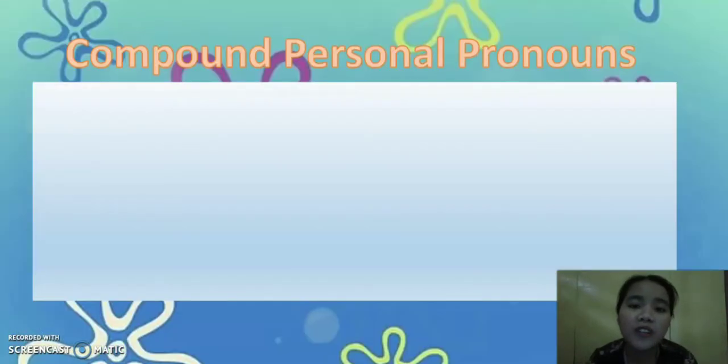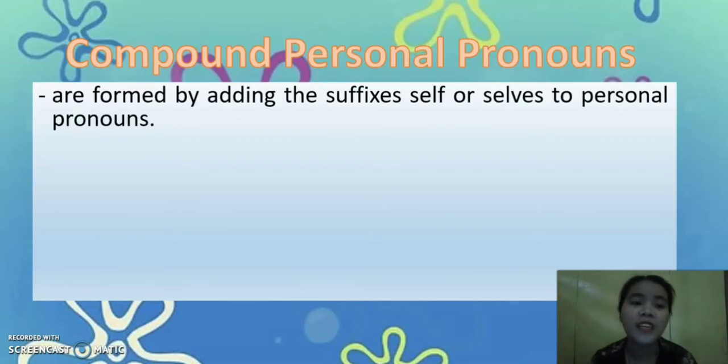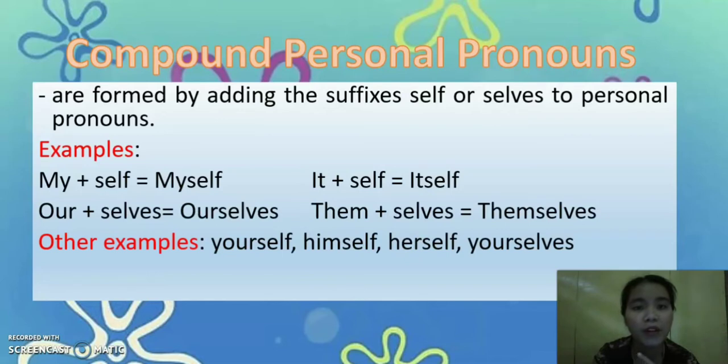So the first thing that we will know is about compound personal pronouns. A compound personal pronoun is formed by adding the suffixes self or selves to personal pronouns. So here are the examples. My, which is a pronoun, plus self equals myself. It plus self equals itself. Our plus selves equals ourselves. Them plus selves equals themselves. So these are compound personal pronouns.